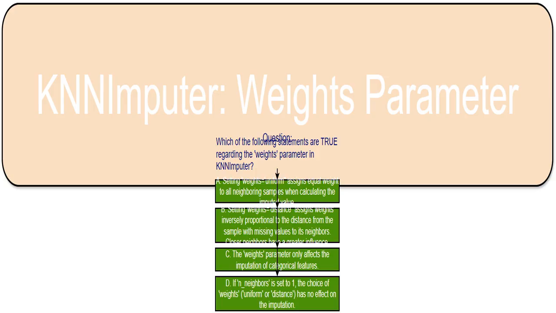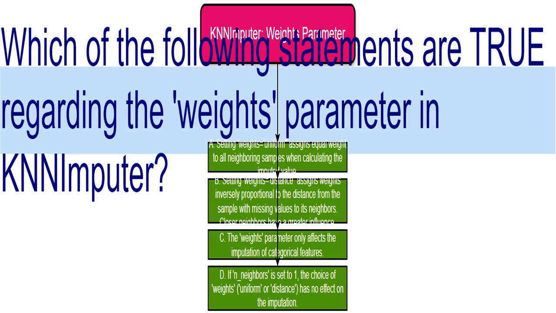I'm focusing on the KNNImputer algorithm's weights parameter. This parameter controls how KNNImputer considers its neighboring data points when filling in missing values. Think of it as deciding how much influence each neighbor has on the final imputed value. This is the core question. We'll evaluate each statement to determine whether it correctly describes how the weights parameter works within the KNNImputer algorithm.